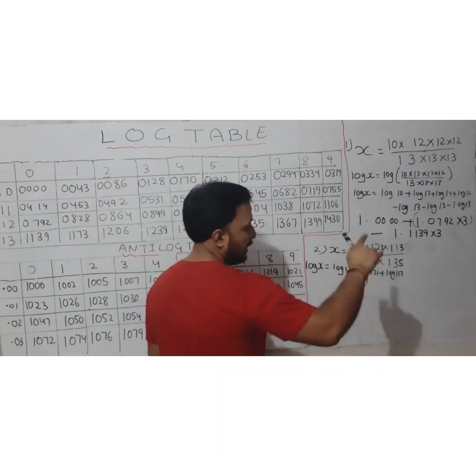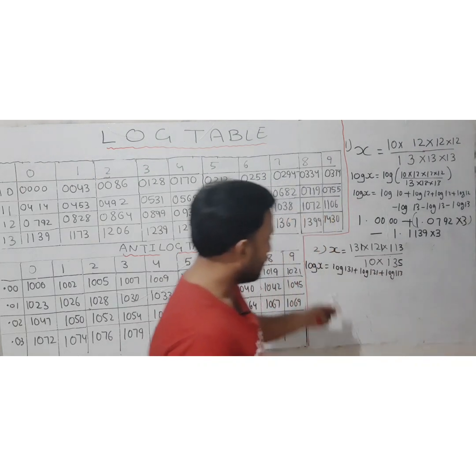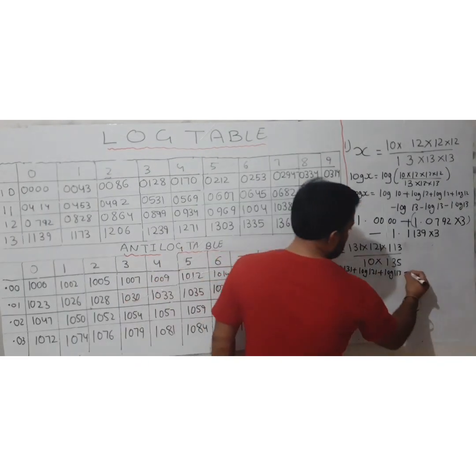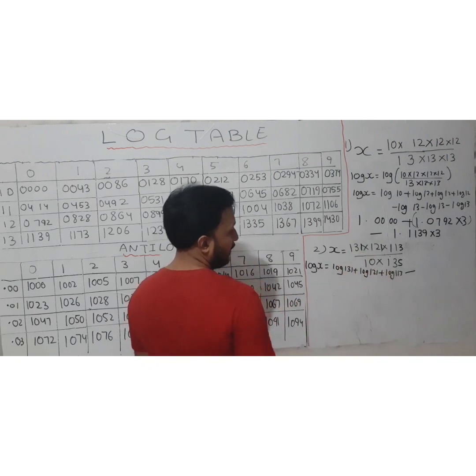Whenever we take the log of all values, whatever terms are in multiplication will be turned into addition form, and the ones which are in division will be turned into subtraction form.